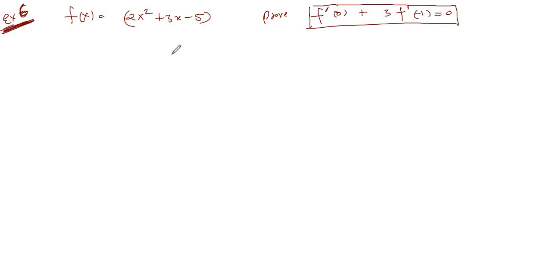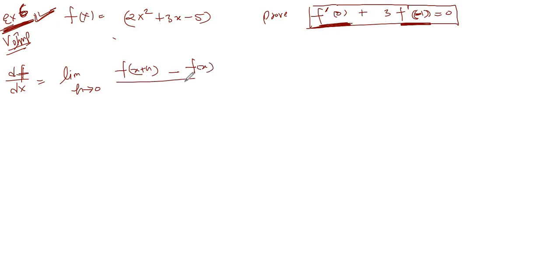So this is example 6. This is a very important question. Here we will learn how to find the general derivative of this function. Once we find the general derivative, I will put in x equal to 0 and x equal to minus 1 to prove this equation. Right? So first let's find the general derivative. The general derivative, how do we write? df/dx is defined as limit h tending to 0 of [f(x+h) minus f(x)] by h. Okay, so let me do it.